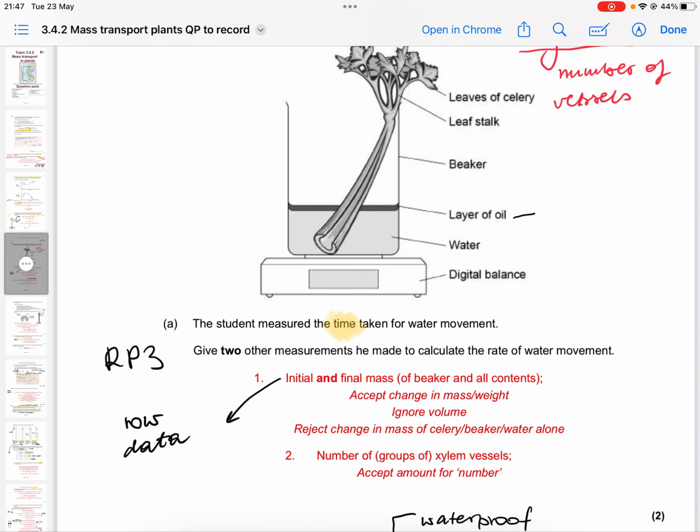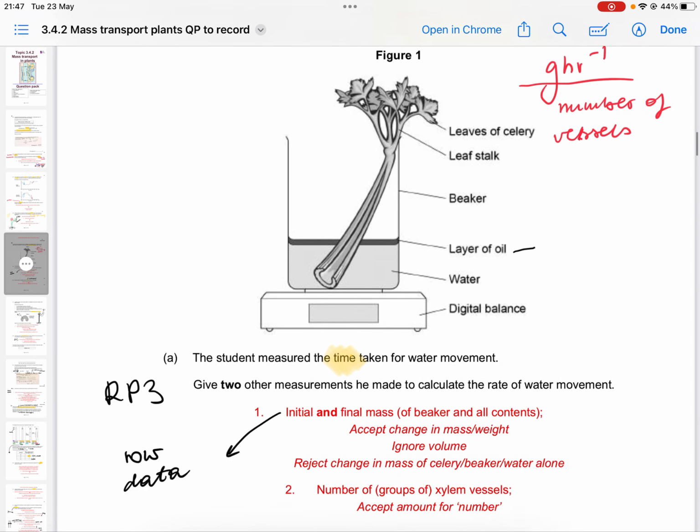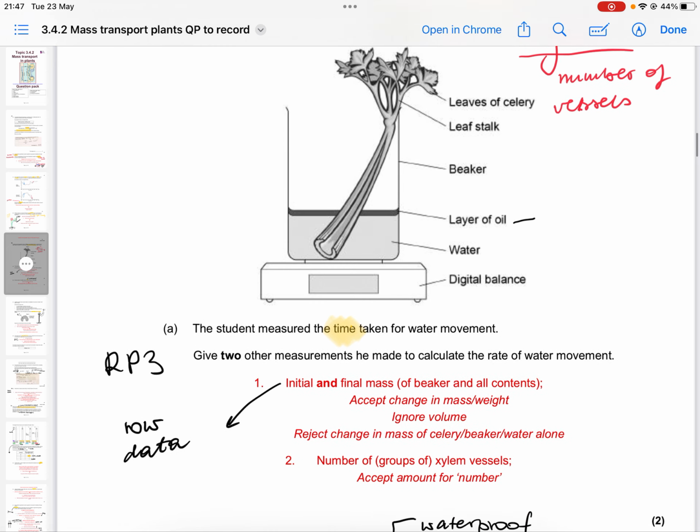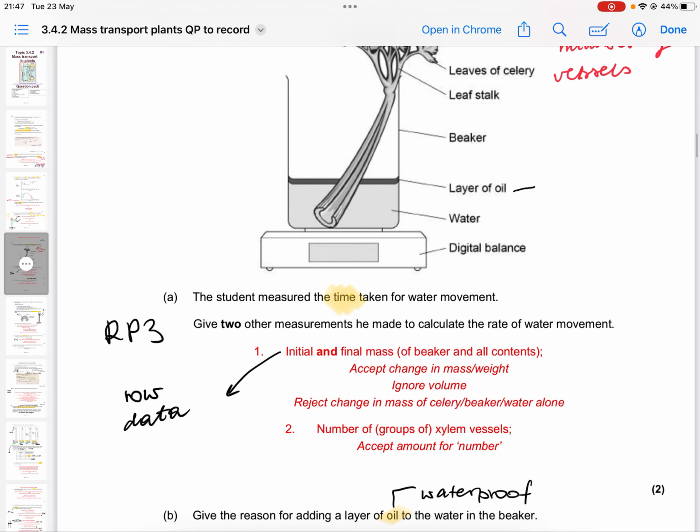So raw data, remember, is data just recorded without any calculations. If you were then to work out the percentage change of that data, then we will call it processed data because we've done some calculations with it. And coming back to our second marking point here, remember the number of xylem vessels, that's another measurement that should be taken to work out the rate accurately.